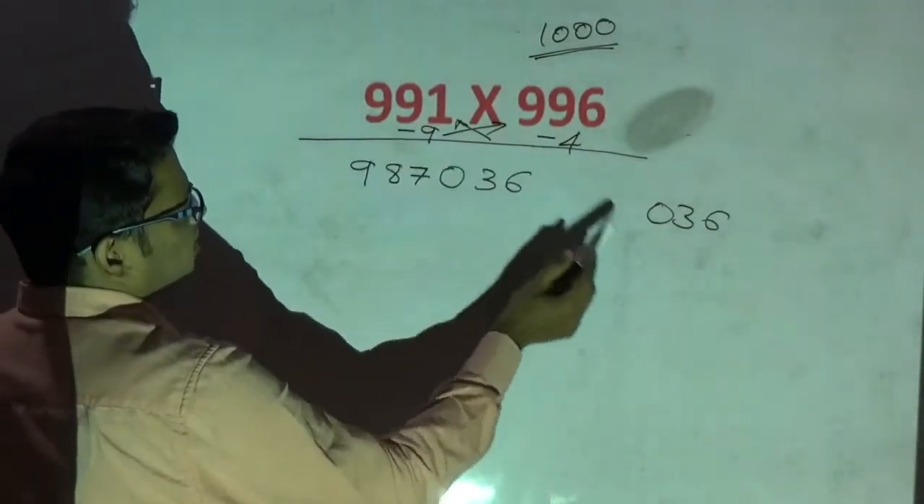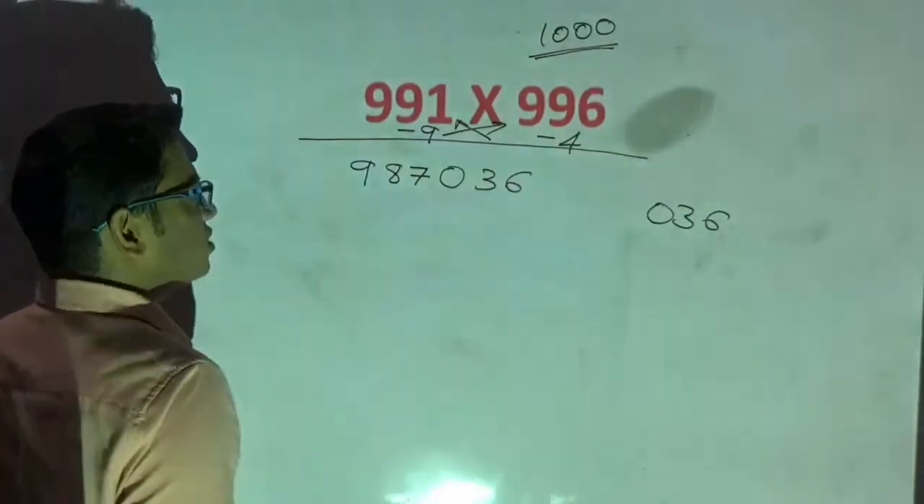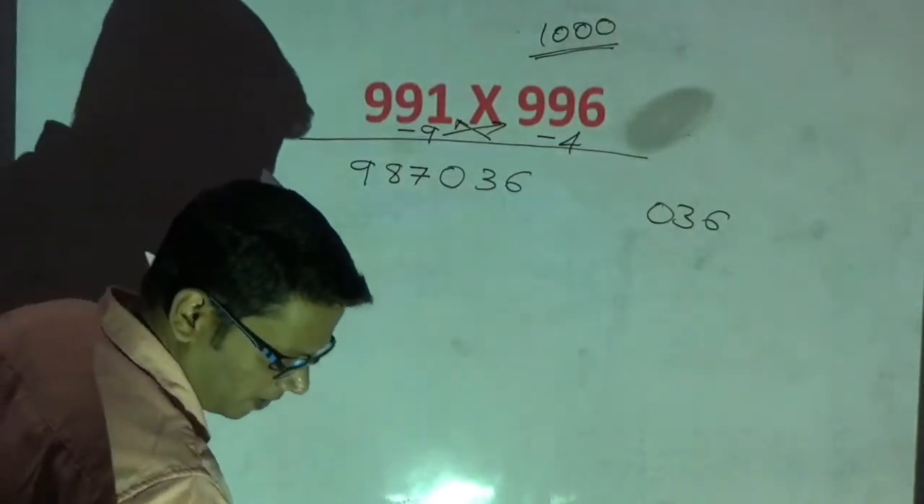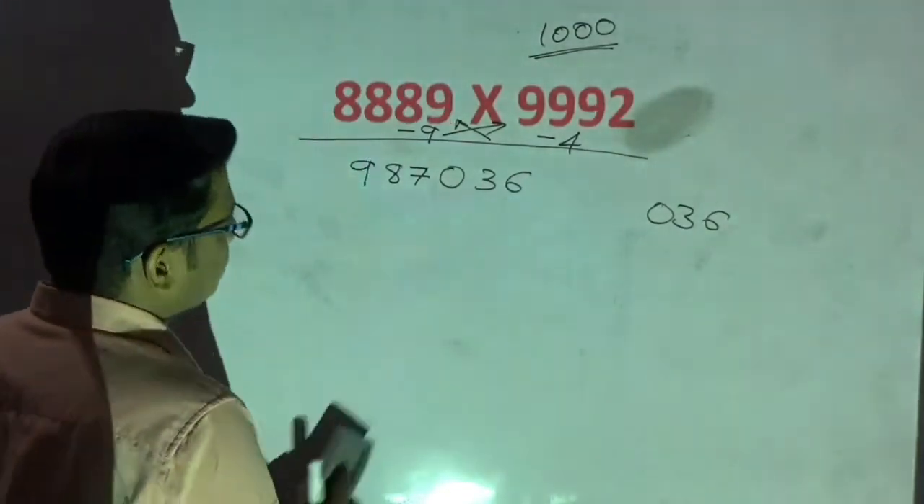Then 9 fours is what? 36. But 1000 has got how many zeros? 3 zeros. So you have to get 3 digit answer only. 036. So that's your answer. Hope you have understood. Okay, I'll go for the next example.